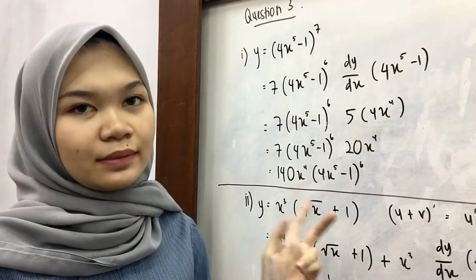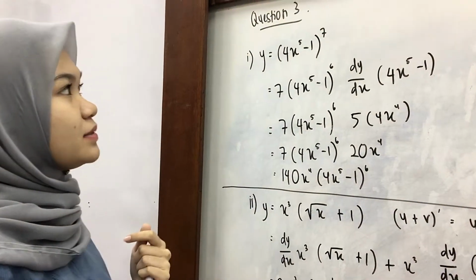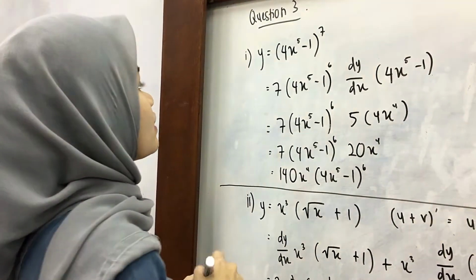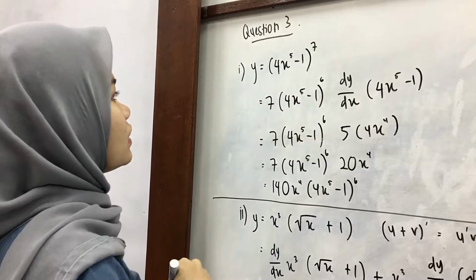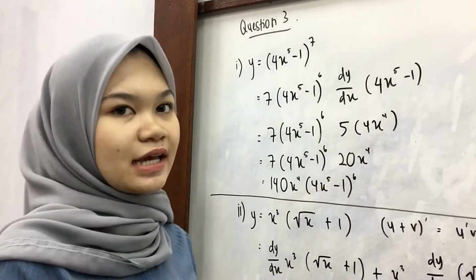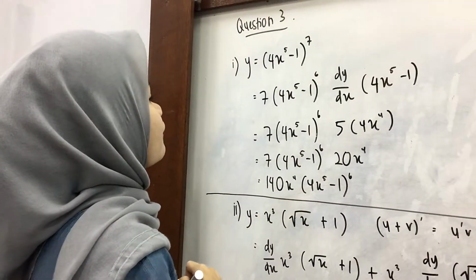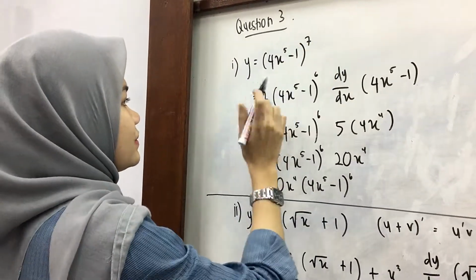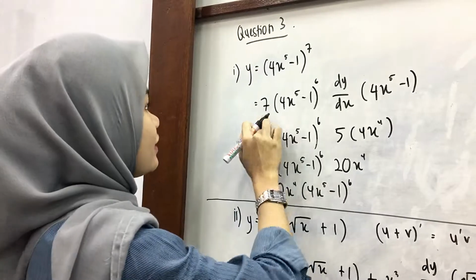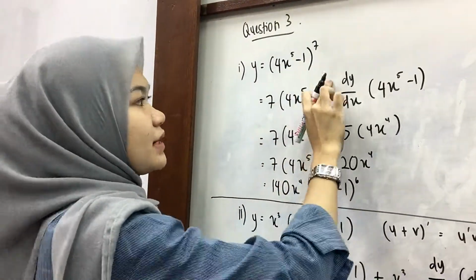Now I'm going to show you how I solve question number 3 about derivatives. For the first question, I have to find dy/dx for this function. Firstly, I take out the power and put it in front. The power 7 minus 1 is 6.